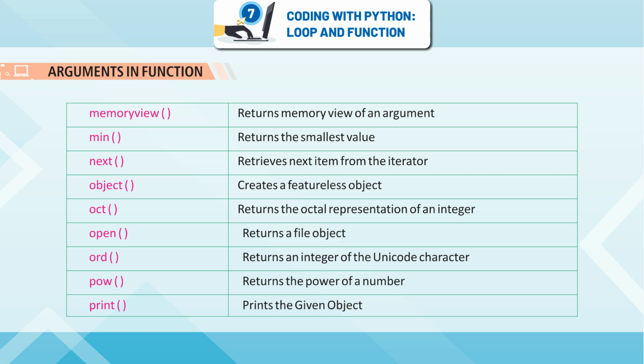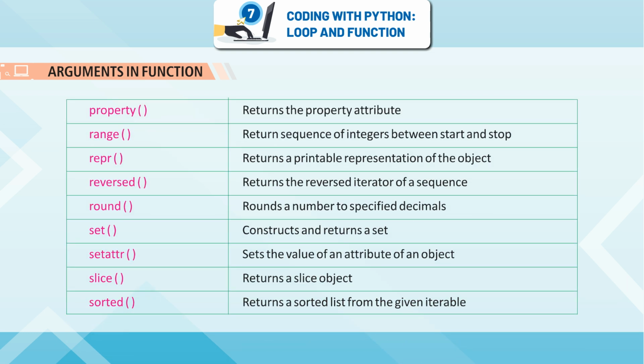object creates a featureless object. oct returns the octal representation of an integer. open returns a file object. ord returns an integer of the Unicode character. pow returns the power of a number. print prints the given object. property returns the property attribute.